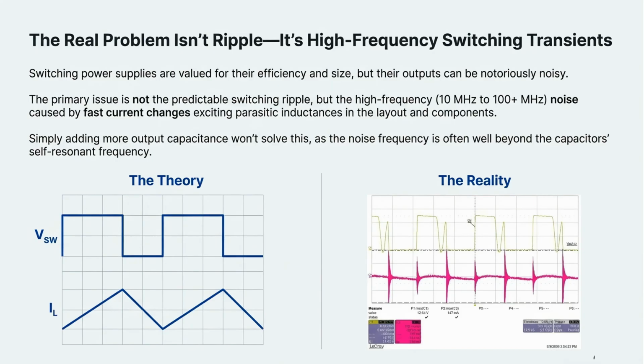The real issue isn't the predictable ripple, but the high-frequency switching transients, often at 10 to 100 plus megahertz, caused by fast current changes exciting parasitic inductances. Simply adding more output capacitance is ineffective against this high-frequency noise.